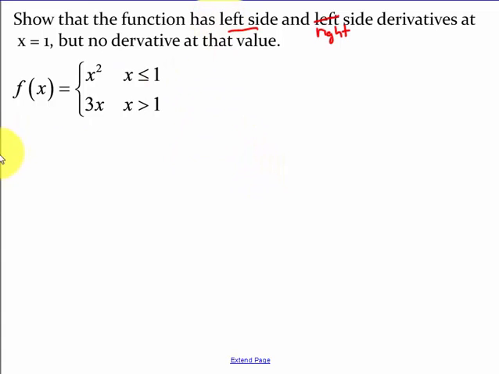So, okay, let's do our left side. So the limit as h goes to 0 from numbers a little bit less. Numbers a little bit less is this function up here. f of x plus h minus f of x all over h.